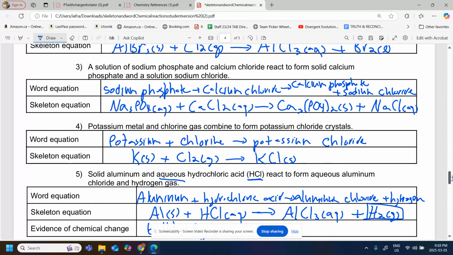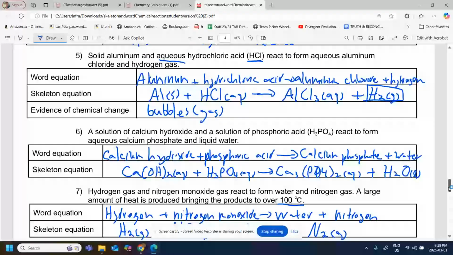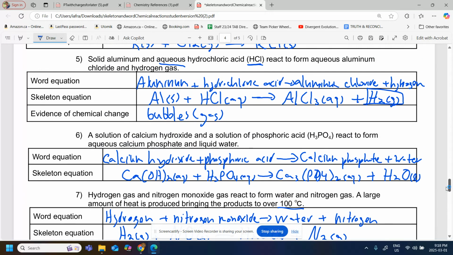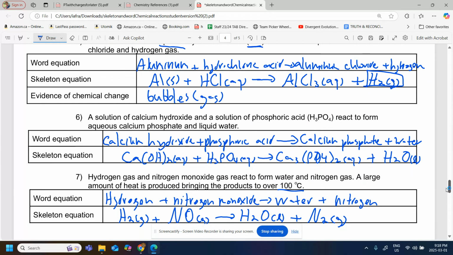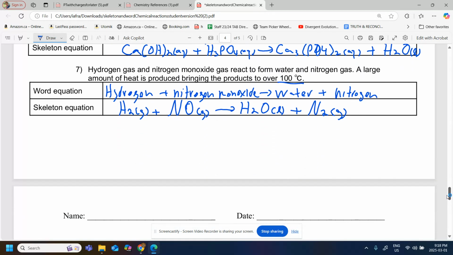So please make sure you check your work. Review the crisscrossing and naming rules if you were unsure how to do crisscross from any of these. Really, the equations themselves are not that difficult. It's just about going back to review those naming rules and formula rules as needed.